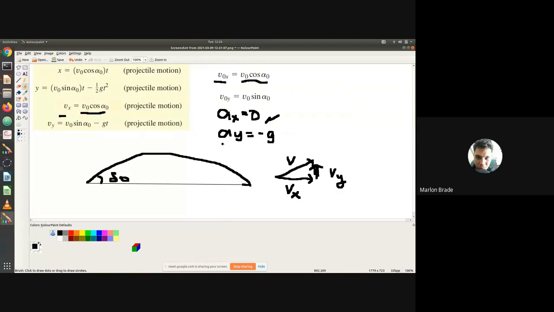In the case of the velocity along the y-axis, it is changing as time goes by because of the presence of this negative g. So always remember that if we say the acceleration is 0, it implies that the velocity of the object or the particle is not changing at all.